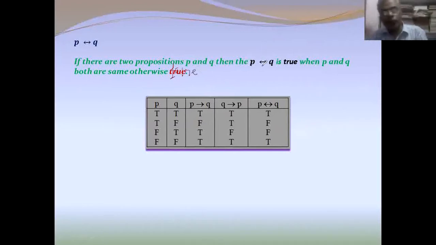We finally conclude that by this definition, if P and Q are two different propositions and both are same, then its result will be true. And if they are different, in this case they are not same, then it is false.